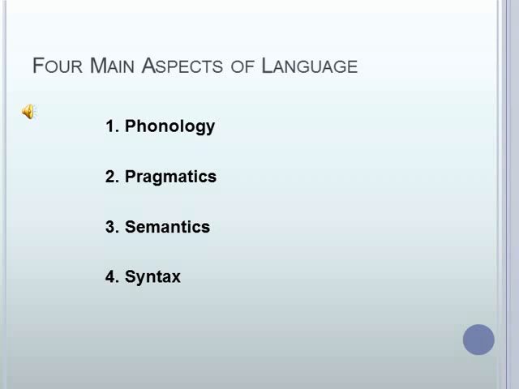The third type is semantics, the study of the meaning of a language. It also contains the morpheme, which is the smallest unit of language to carry meaning. The last type is syntax, which is the study of the structural language units and how words can be formed to create grammatically correct sentences.